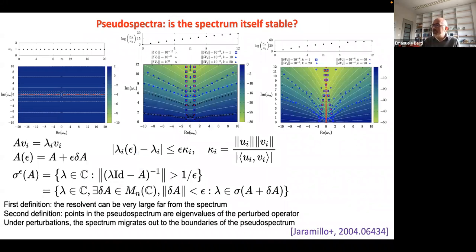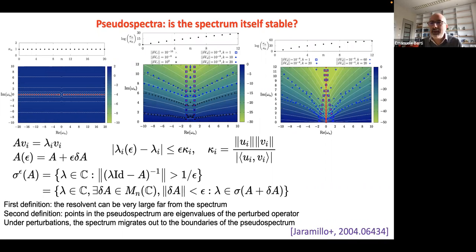There was a particularly illuminating study for me that came out in 2020 by Jose Luis Jaramillo and friends. And what they did was they used a tool called the pseudospectrum, which, as I discovered after their paper, has been used very successfully in many branches of science, including, for example, hydrodynamics.